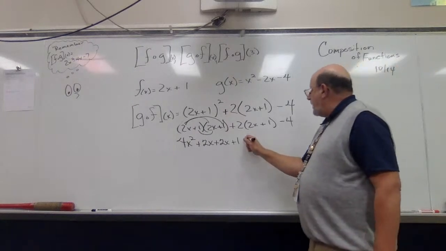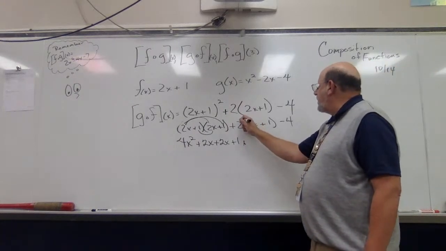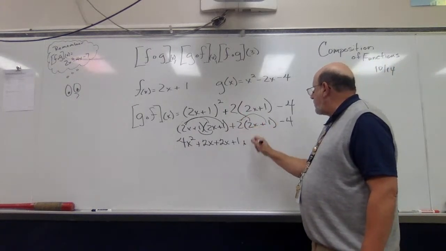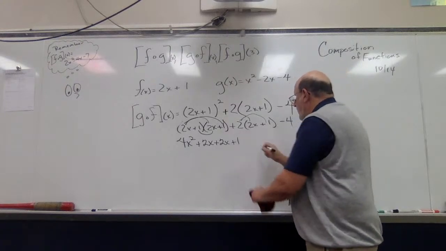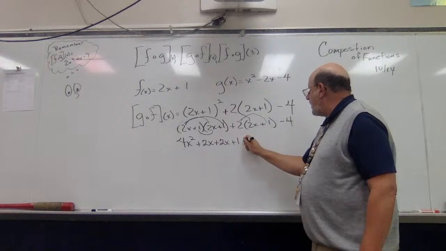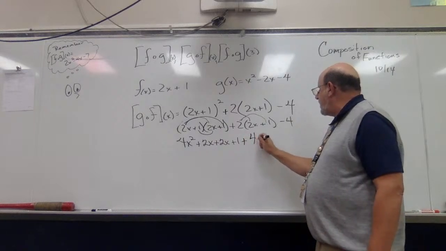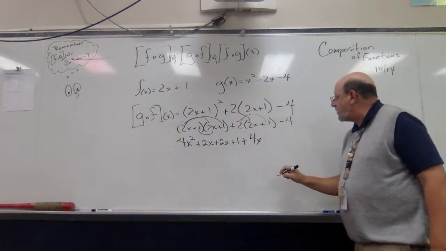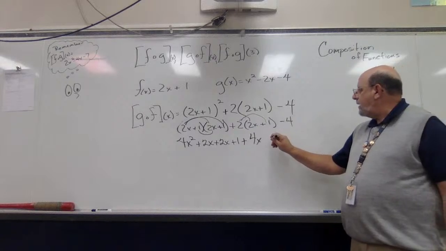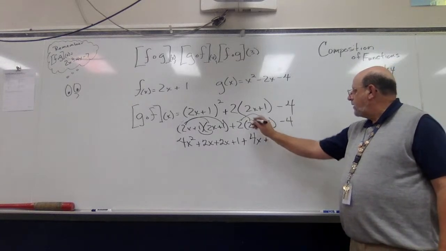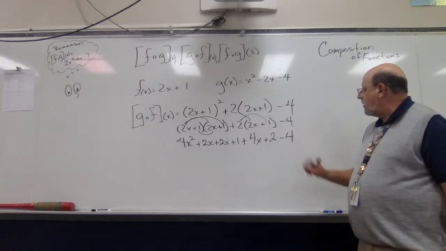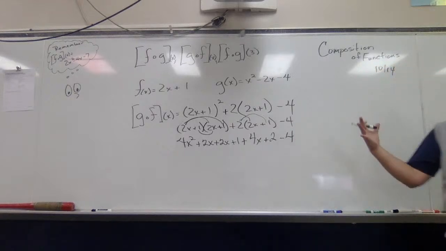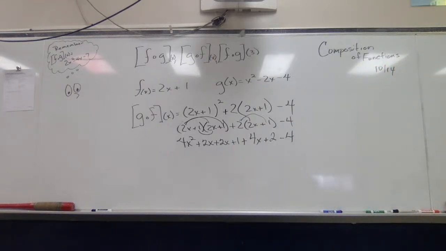Then we're going to add to it, distribute. 2 times 2x is 4x. Whew, that's a horrible plus sign. Trying to write and be out of the way at the same time, and I am having a difficult time. And then plus 2 times 1 is 2, minus 4. Okay? And now all we're going to do is combine like terms.